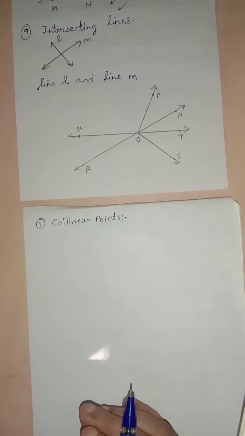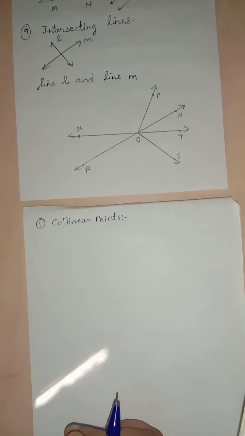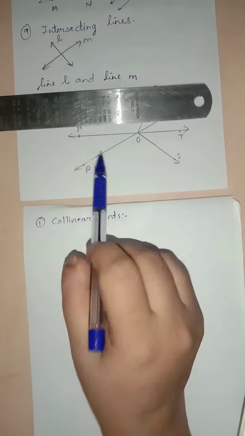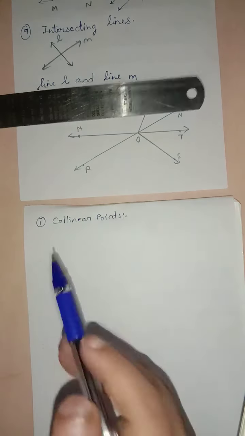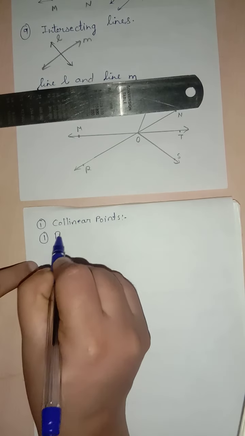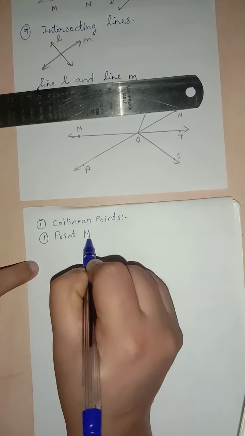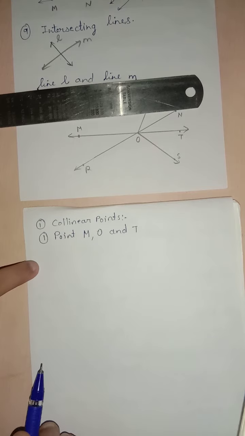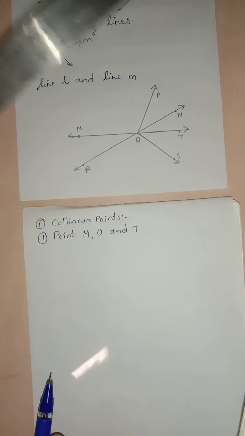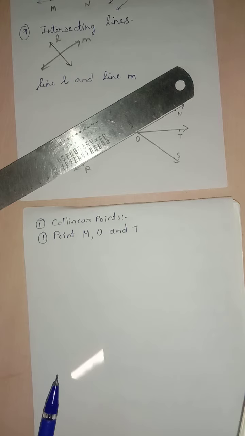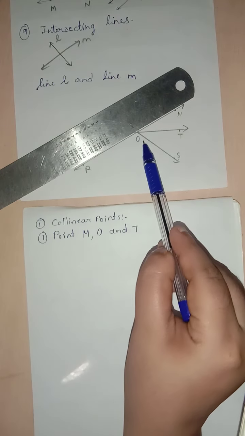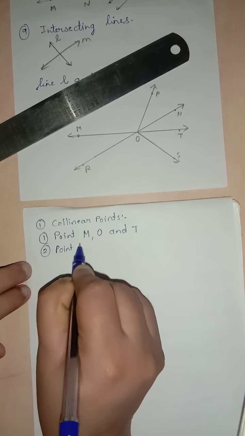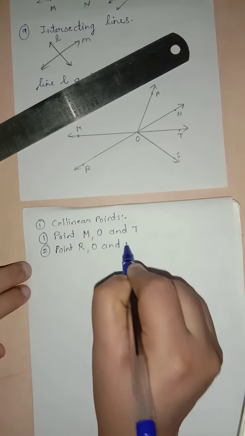Now look in the diagram. I will use a scale. Okay. Which points are lying in a straight line? Is this a straight line? So which are those points? M, O, T. So our first pair is, see how to write, point M, point O, and the last one is T. So I put a comma between them. Okay. Now second pair, I will use the scale. Is this a straight line? Which are those points? R, O, and N? So our second pair will be point R, O, and N.